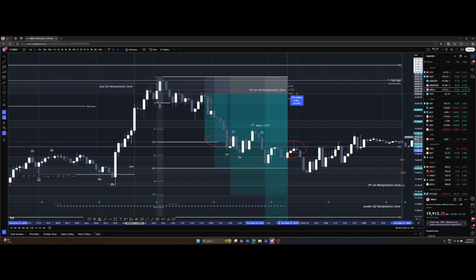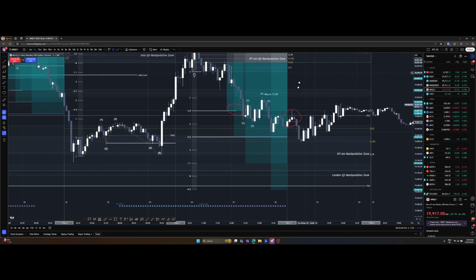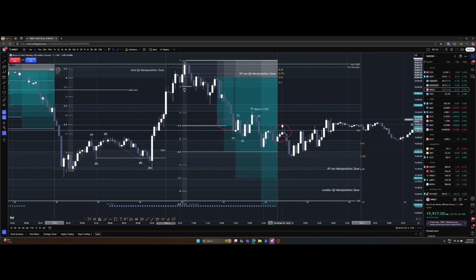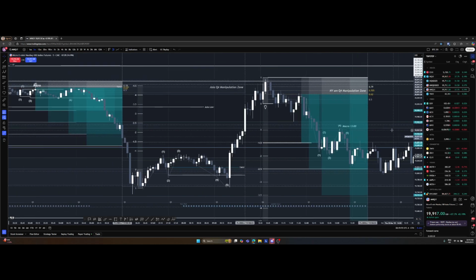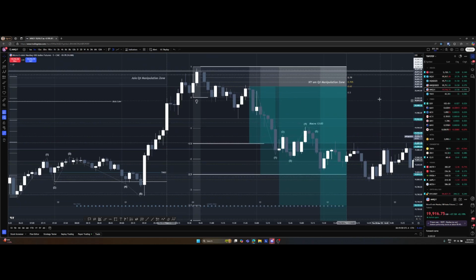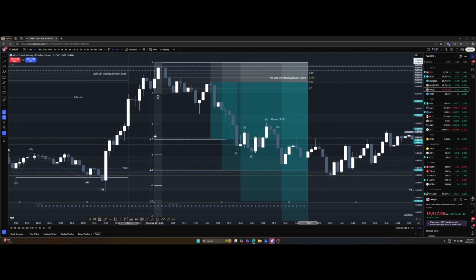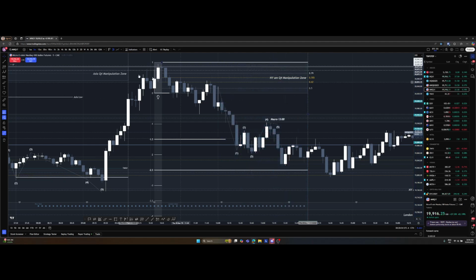This would have been, I have 150 points for TP1, and then the close out here is around 186 points. We can see that nice redistribution after the SD 1.5.